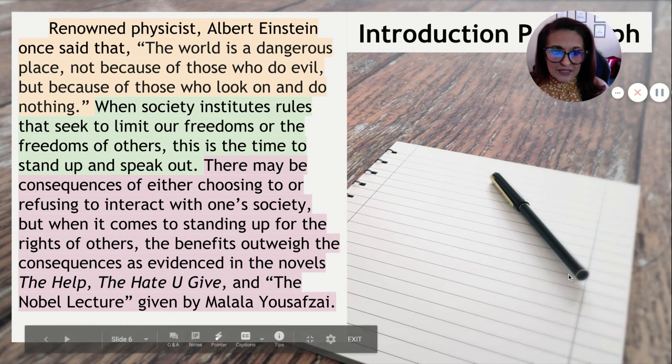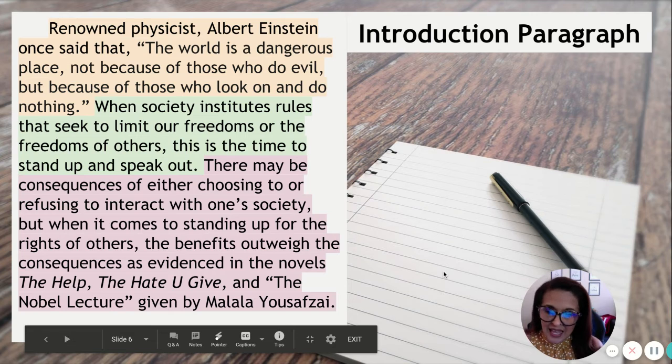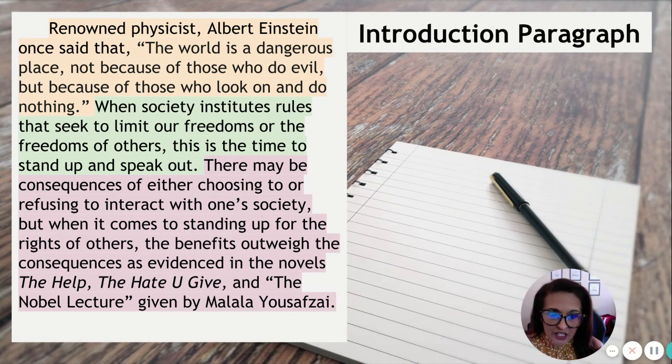When we are all done, here's what this should look like. When we get to our actual introduction paragraph, I've color-coded this again for you. The yellowish color there is going to be our attention getter. Our green is our bridge statement, and our pink is our thesis. Renowned physicist Albert Einstein once said that the world is a dangerous place, not because of those who do evil, but because of those who look on and do nothing.